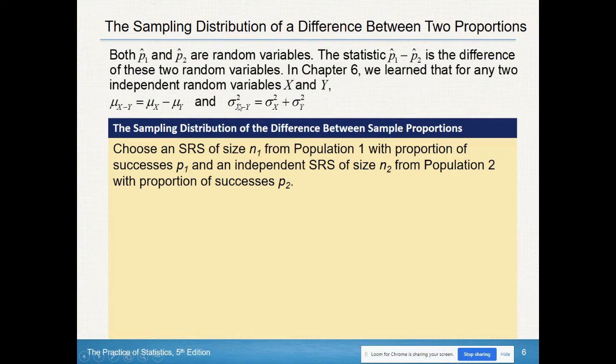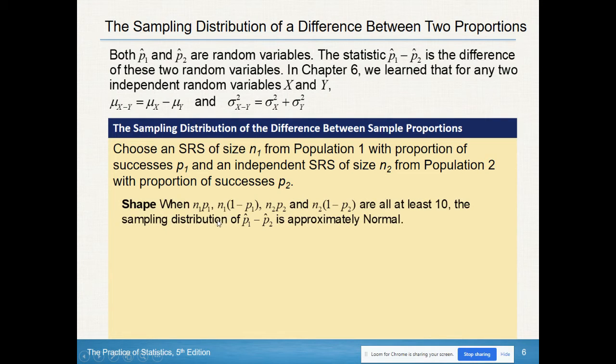We have to take this, of course, the variance is the standard deviation squared. Don't forget that. So choosing a simple random sample of size N1 from population 1 with proportion of success as P1, and an independent simple random sample of size N2 from population 2 with proportion of success as P2, the shape, when N1 P1, N1 times 1 minus P1, N2 P2, and N2 times 1 minus P2 are all at least 10, then the sampling distribution of P hat 1 minus P hat 2 is approximately normal.